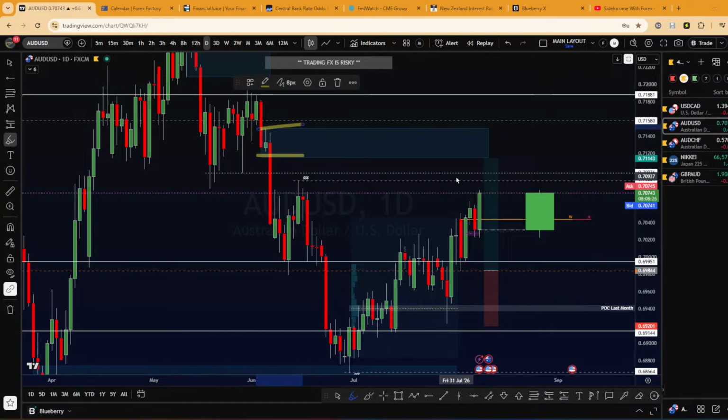This could potentially be the next target. So if we could get some retest around here in lower time frame, there is a chance that we could continue the movement.